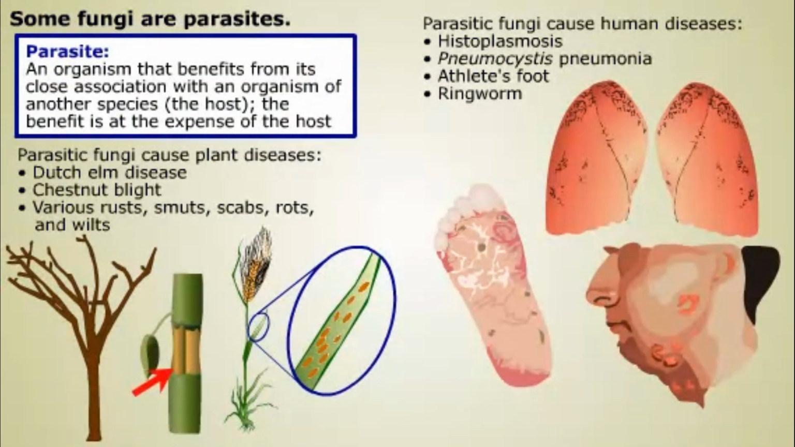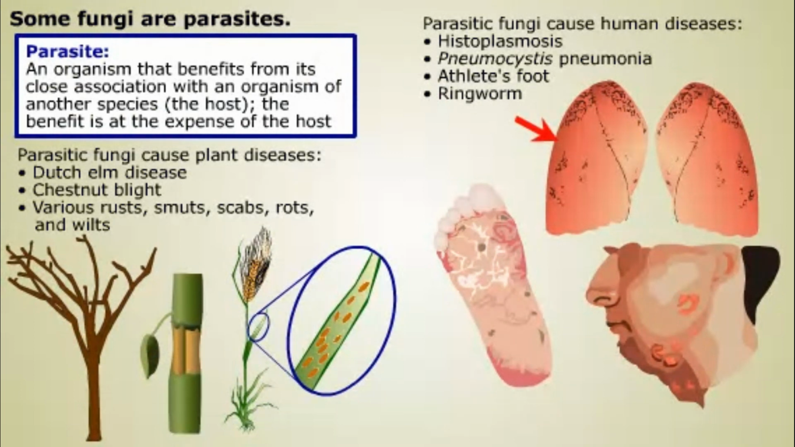When a fungus benefits at the expense of its partner in a symbiotic relationship, the fungus is a parasite. A parasitic fungus obtains nutrients from its host and usually harms the host in the process. Parasitic fungi are responsible for many plant diseases. Dutch elm disease and chestnut blight have devastated populations of elm and chestnut trees in North America.